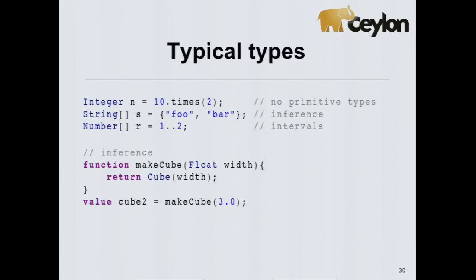We have intervals as well, and if you're lazy like me, then you can use function or value keywords instead of specifying the type name of the return value of private methods or attributes, and then the compiler will look at the right side and decide, okay, you're putting a cube in there, so makeCube must be returning a cube, and you're calling makeCube, which returns a cube, so the type of cube2 is a cube as well. I have to point out that this is not dynamic, this is really static. The compiler knows exactly what you're doing, and it doesn't change at runtime.